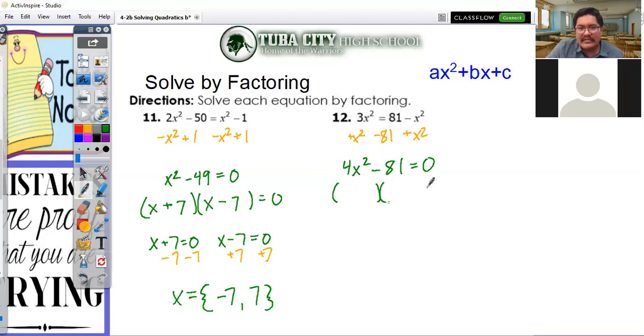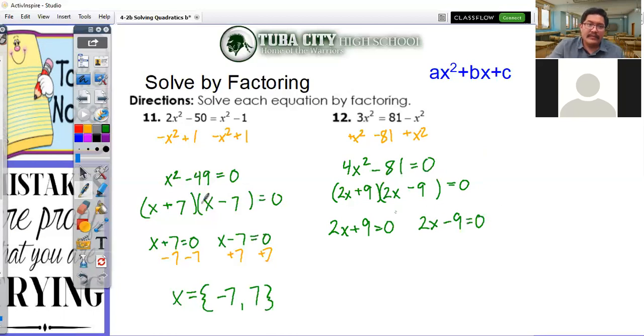And again, I'm going to go ahead and use the shortcut, put a plus and a minus in there, and then just take the square root of both numbers and split it. So taking the square root of 4, that would be 2. Take the square root of 81, that would be 9. Don't forget your x value here. Set it equal to 0. Now, let's see, 2x plus 9 equals 0. 2x minus 9 equals 0. Oh boy.